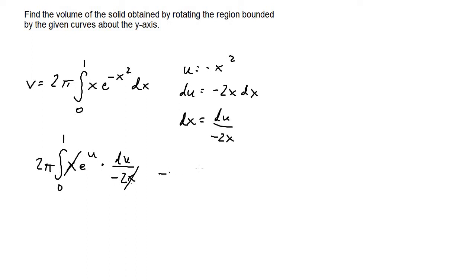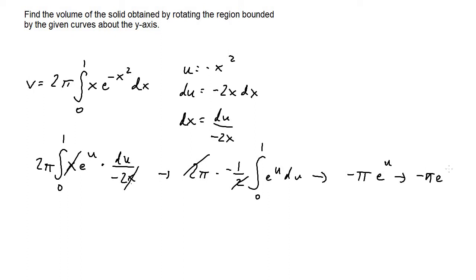So then we get 2 pi times negative 1/2 times the integral from 0 to 1 of just e to the u du. Now the 2's will cancel on the outside, so all we have left is negative pi. So I can simplify this to negative pi as the constant outside of the integral. And then the integral of e to the u is just going to be e to the u. And then I can go ahead and substitute back in our u. So we have negative pi times e to the negative x squared. If I rewrite that down here, negative pi times e to the negative x squared, we can now evaluate our integral from the bounds of 0 to 1.